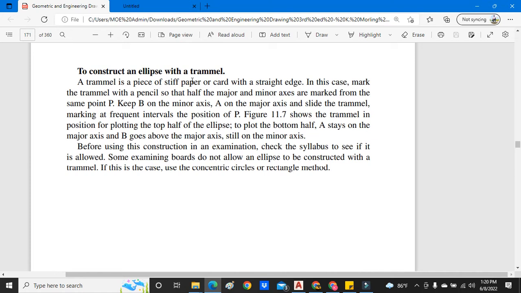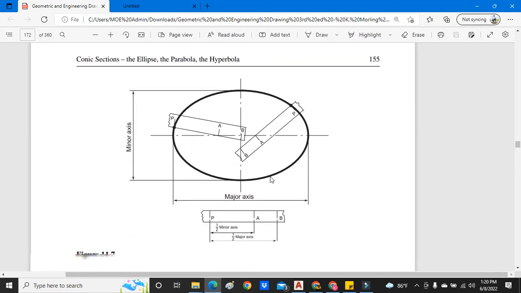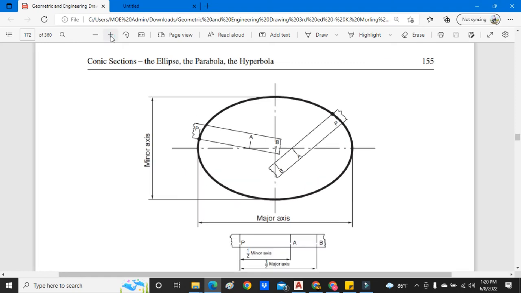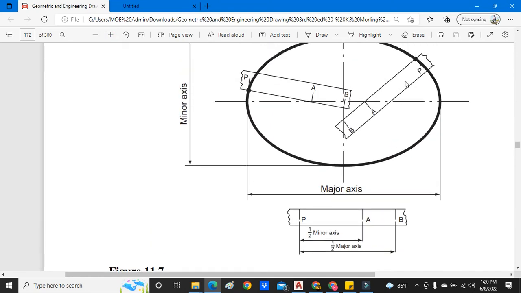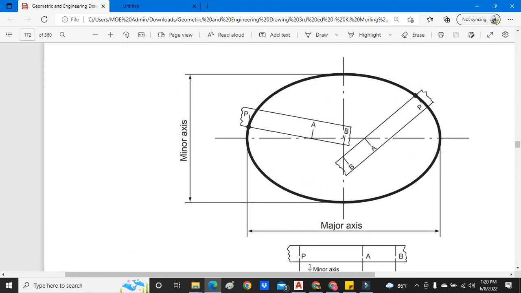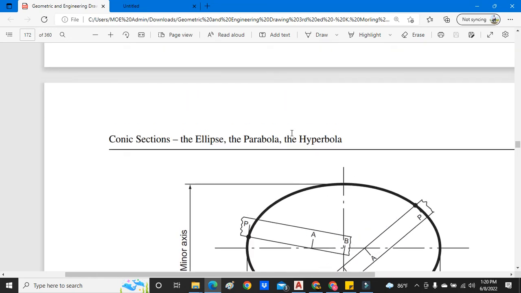Rectangular. So we have another method called the Trammel method. The Trammel method is where you have the major axis and the minor axis. They are put on a piece of paper. And you will use the piece of paper to plot the ellipse by moving it around. CXC can give you a picture of this and ask you, what method is it? Is this rectangular? What method is it? Trammel.